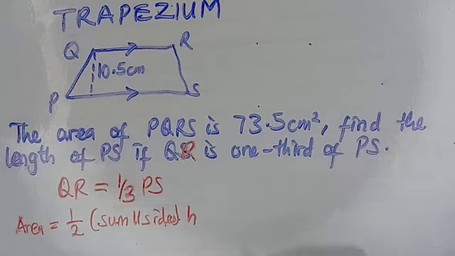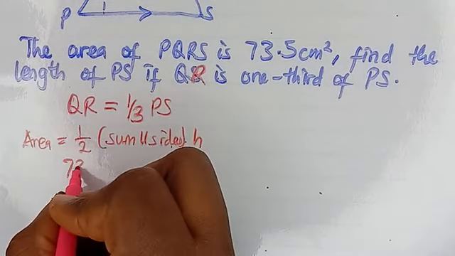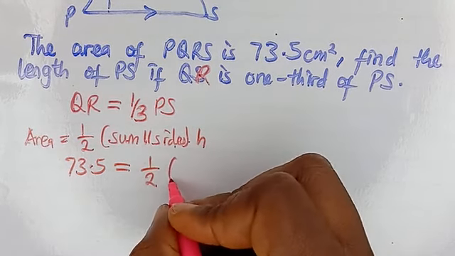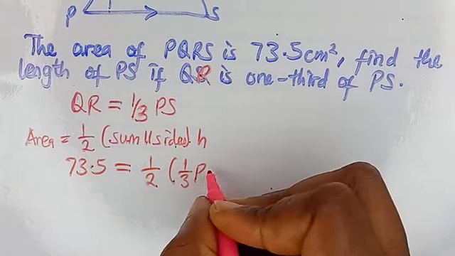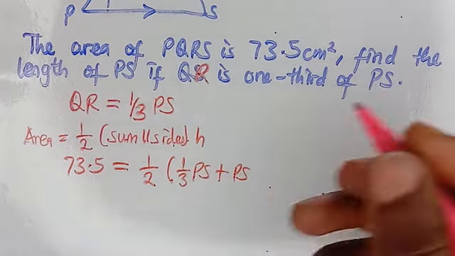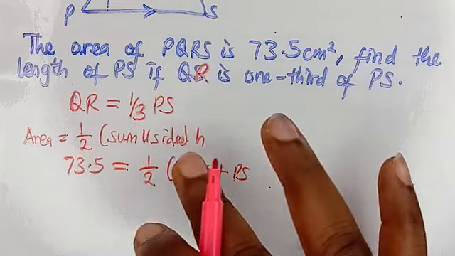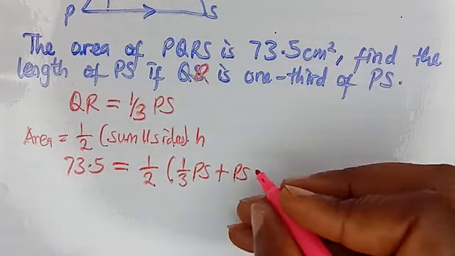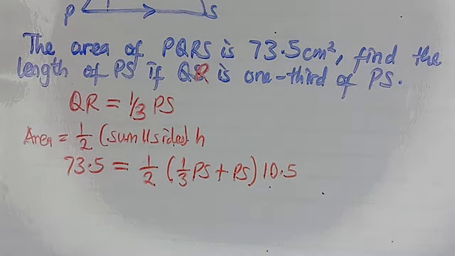Okay, we are going to substitute immediately. The area is 73.5 cm² equal to half into the sum of parallel sides. So QR, which is equal to 1 over 3 of PS, plus PS itself. So like we formed the formula here that QR is equal to one third of PS. So this is representing QR plus PS, that is the sum of the parallel sides. And then the height is 10.5 cm.